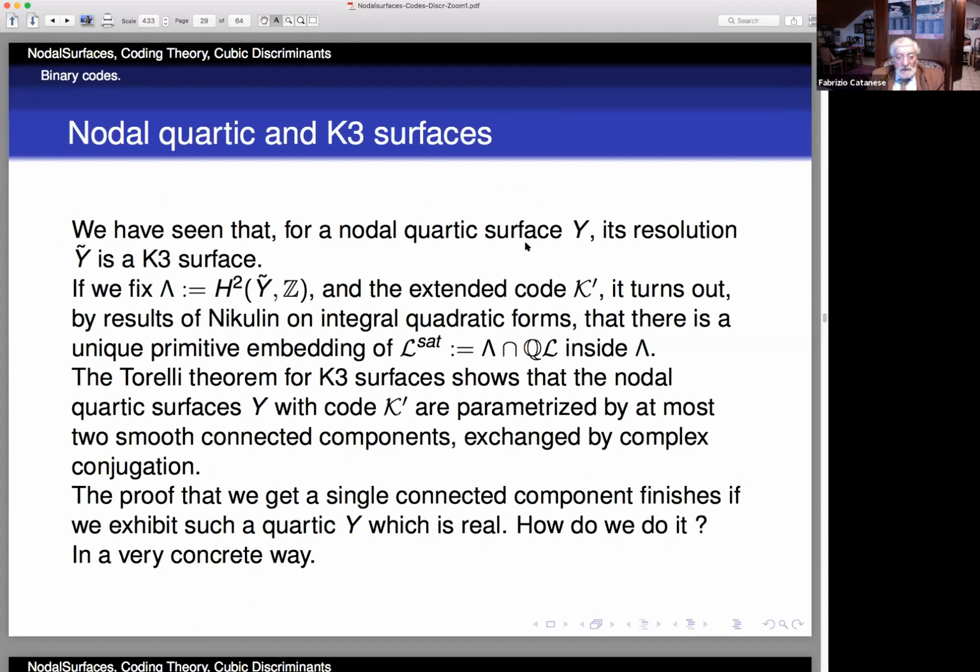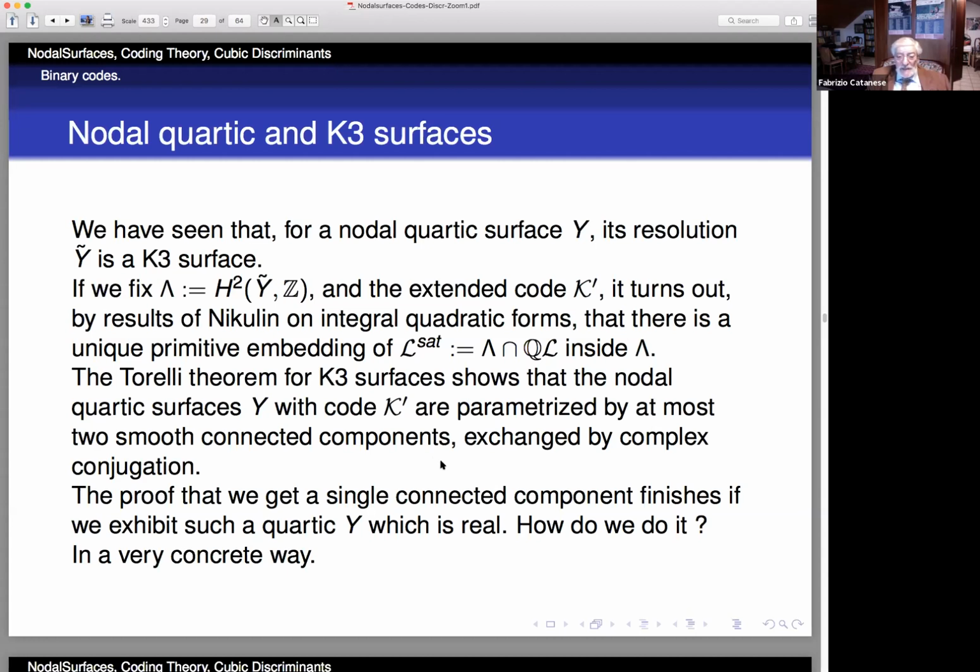So we take a nodal quartic surface Y, its resolution Y tilde is a K3 surface, we fix lambda, and if we fix extended code K prime, then by the results of Nikulin, there exists a unique primitive embedding of this saturation of L inside lambda. So this is a fact, which I prove, and then this allows to use the Torelli theorem for K3 surfaces, and this shows that the nodal quartic surfaces with code K prime are parametrized by at most 2 smooth connected components, exchanged by complex conjugation.